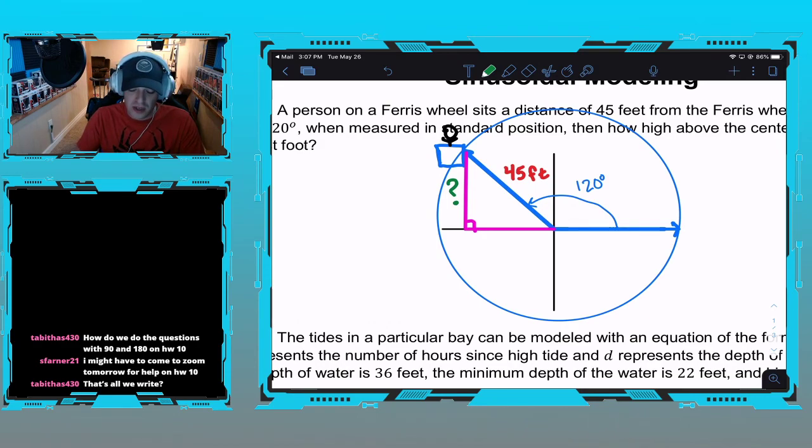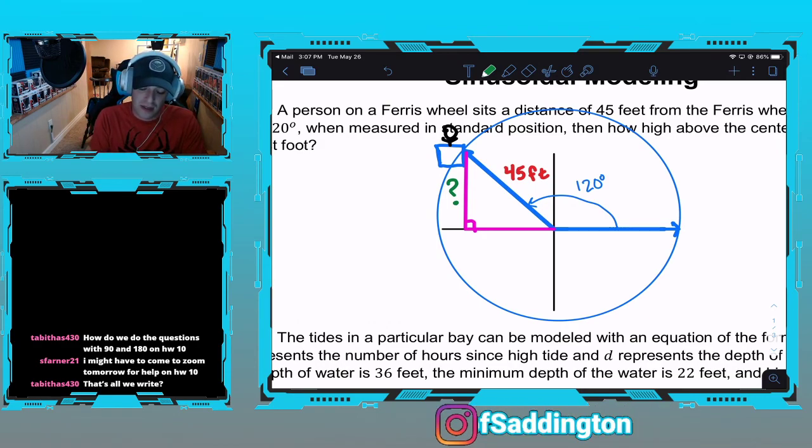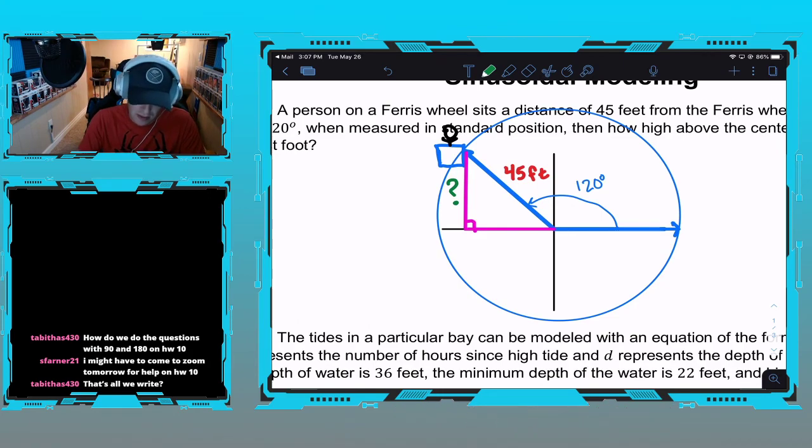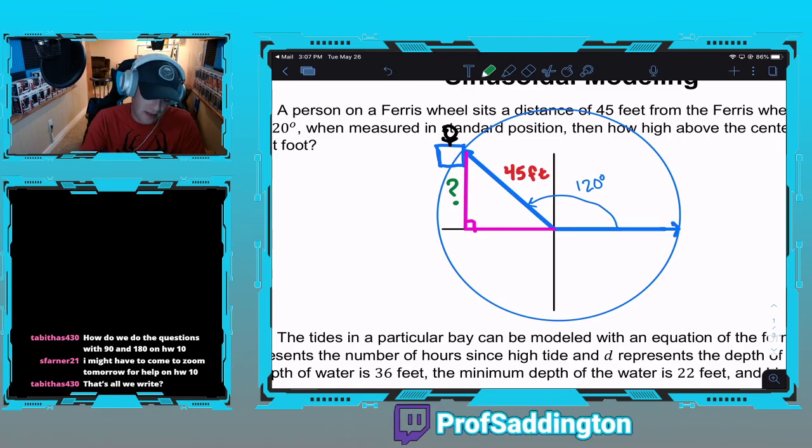Well, if it was 120 degrees, come on, iPad, it's been freezing up even more as of late. Work.